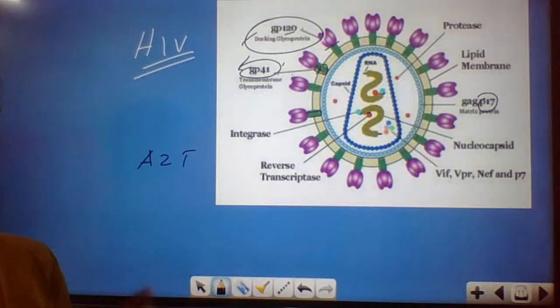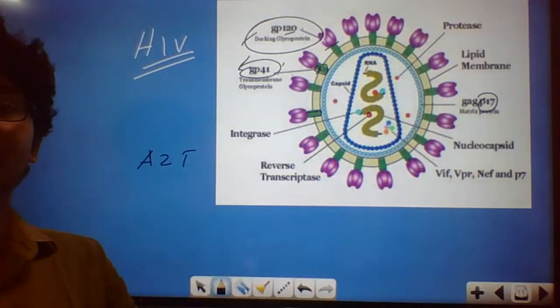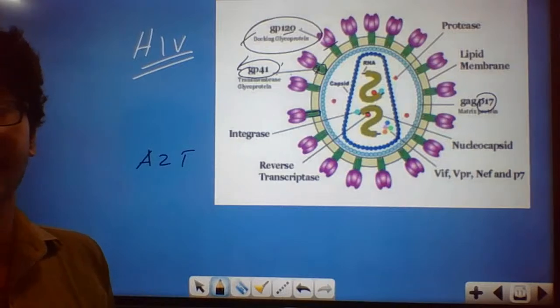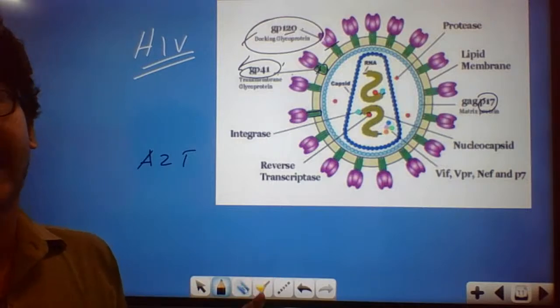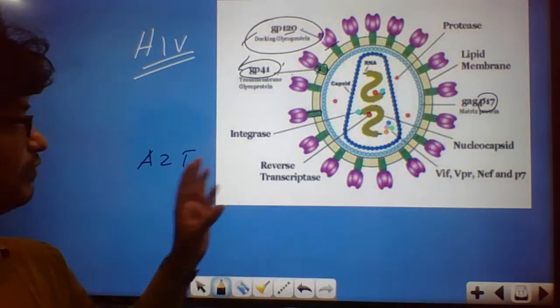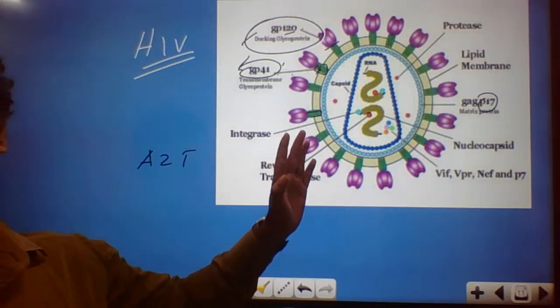And also the problem in designing drugs for the HIV virus is that it keeps on changing its shape. It's a highly mutating virus, so it keeps changing its structure. So it's very difficult to find a proper vaccine or proper antibiotics for this one. But as of now, we have drugs like azithromycin, and these just stop the replication of the virus.